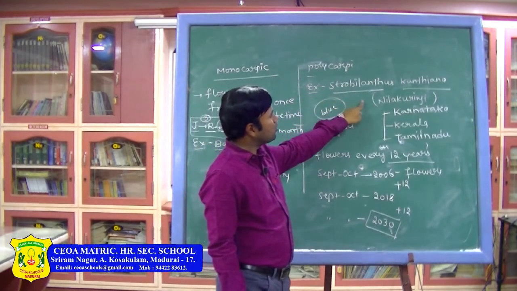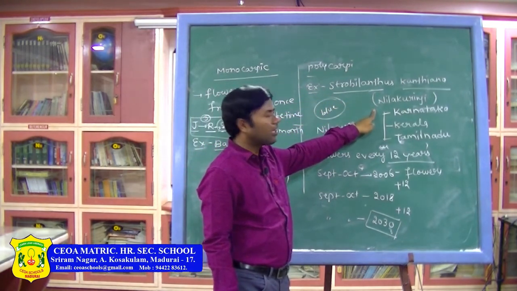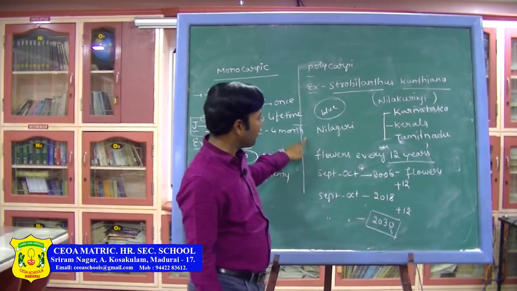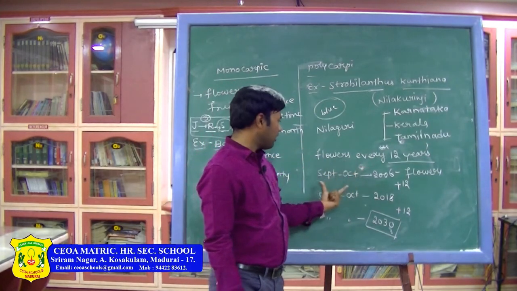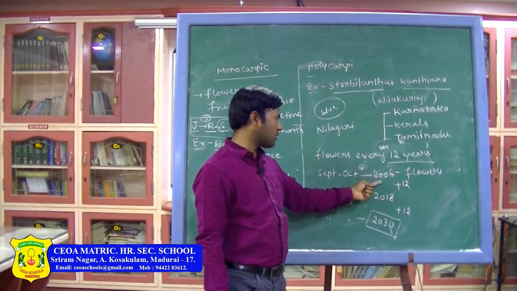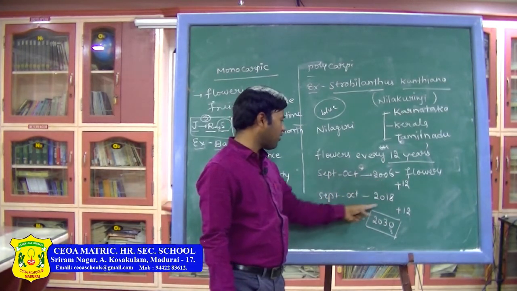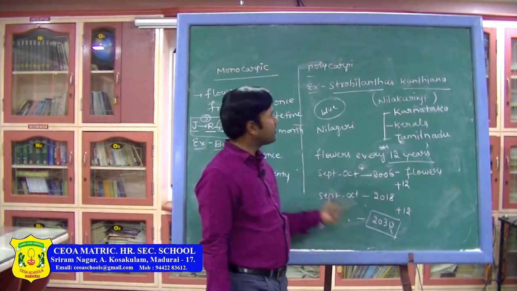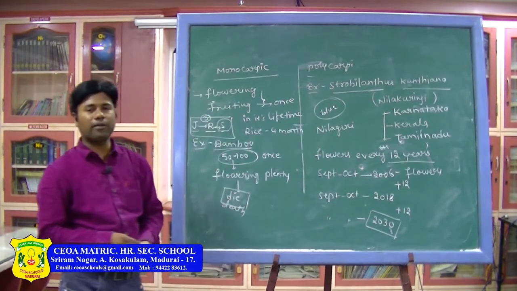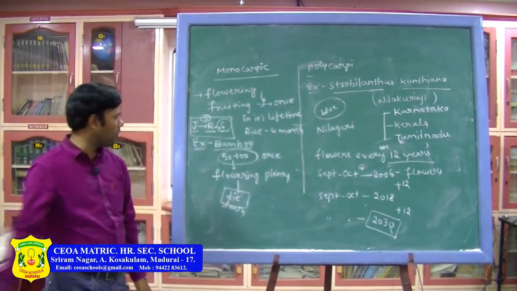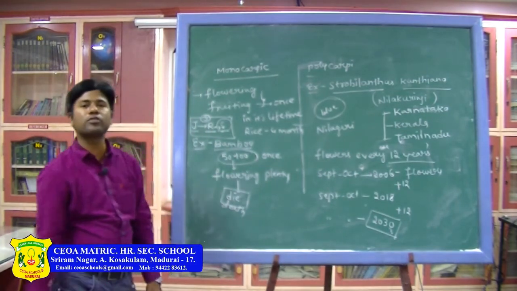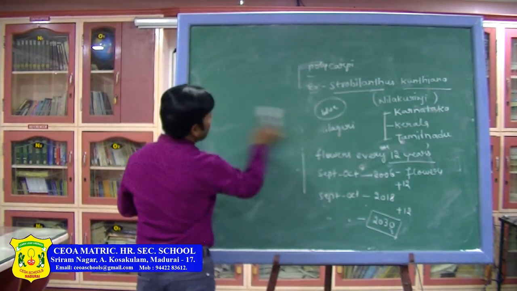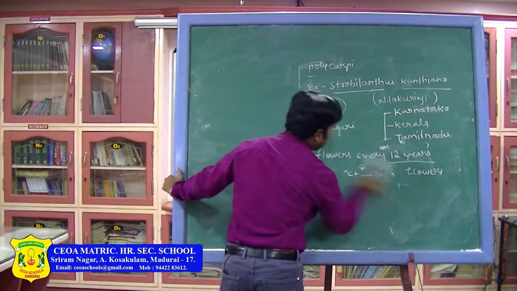What is that? Strobilanthes kunthiana, also called Neelakurinji, the common name. Where is it grown? Karnataka, Kerala, Tamil Nadu, Nilgiri stretches. It flowers every 12 years. During September, October of 2006 it gave flowers, then 2018, and next it is going to give flowers in 2030. So, this is about monocarpic and polycarpic flowers. These two examples you have to remember: one is bamboo, another is Strobilanthes kunthiana. Bamboo is an example for monocarpic and Strobilanthes is an example for polycarpic.